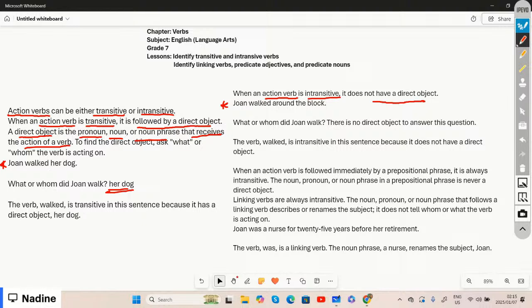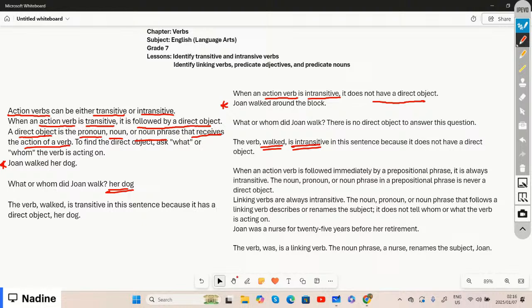So now the question is, what did Joan walk, or whom did Joan walk? It doesn't tell us what or whom Joan walked, because there's no direct object within that sentence. No direct object to even answer that question of what or whom Joan walked. And when it comes to the intransitive verb, the verb walked, we say it is intransitive within the sentence because it does not have a direct object.